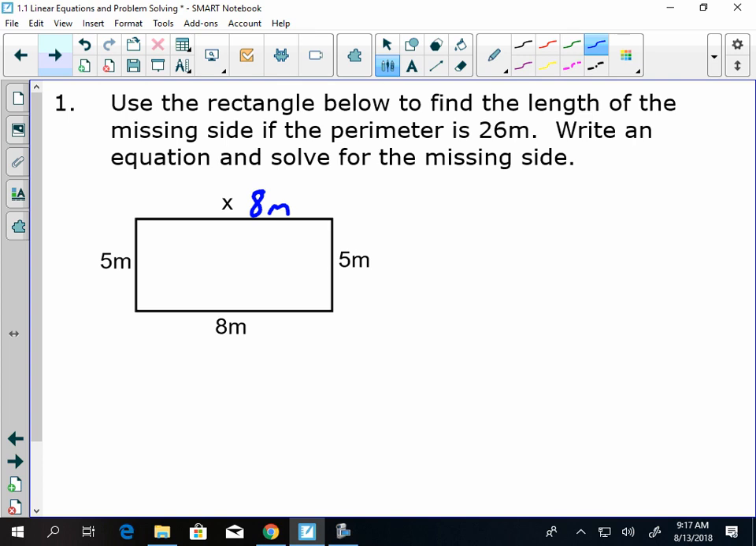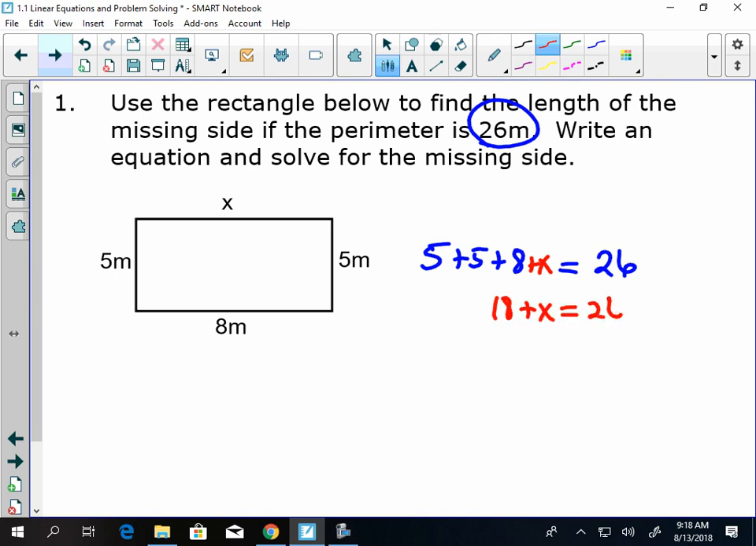So what we do to solve it algebraically is we take everything we know, 5 plus 8, and we set it equal to the perimeter, which is 26. However, that's not all our sides. What am I missing? I don't know it yet. I'm going to pretend like I don't know it. So I'm missing an x, because that's what I do when I don't know the length of that side. So now I'm going to solve for x. 5 plus 5 is 10, plus 8 is 18. 18 plus x equals 26.